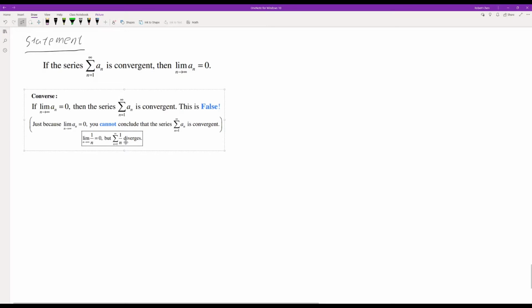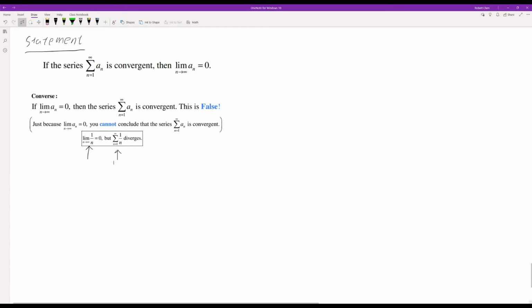Here we have an example, right? 1 over n. If you look at the sequence, when you take n to infinity, you actually get 0, right? But the series actually diverges. It's one of the series that diverges. Okay, so the converse is false.